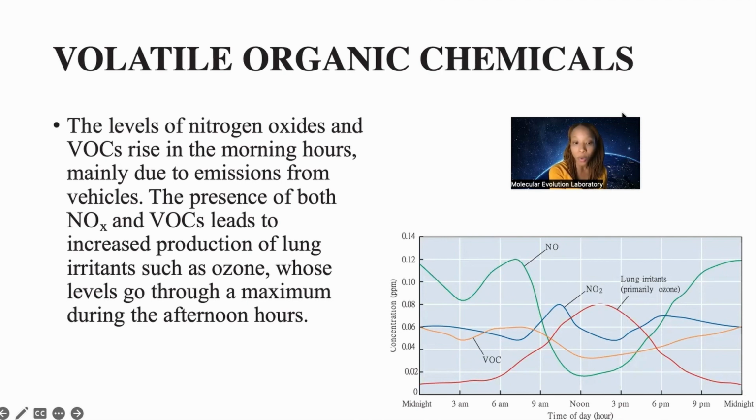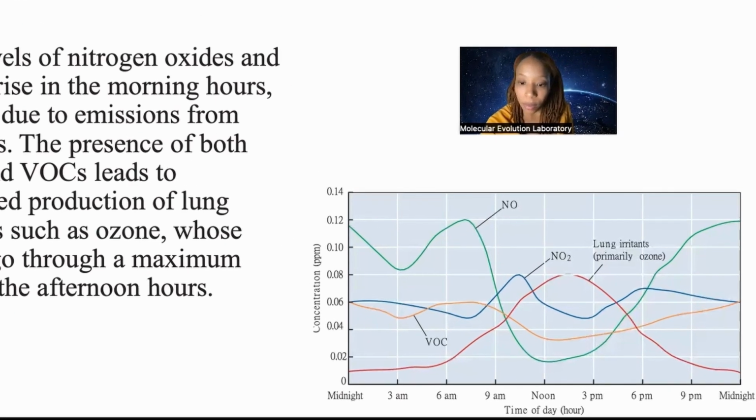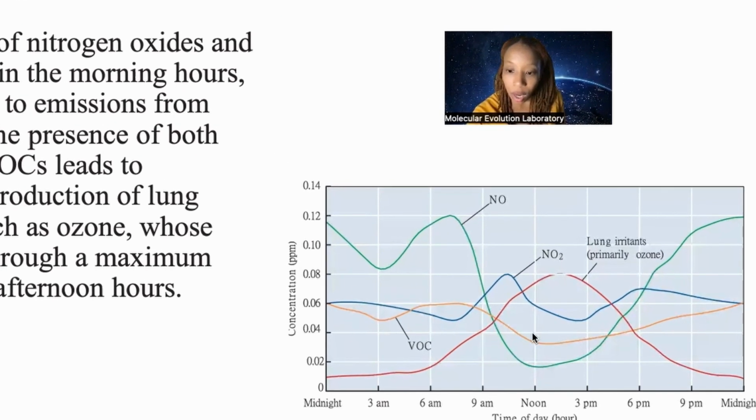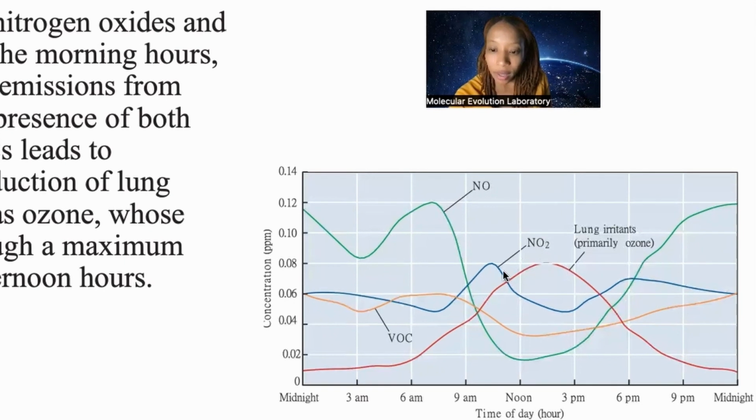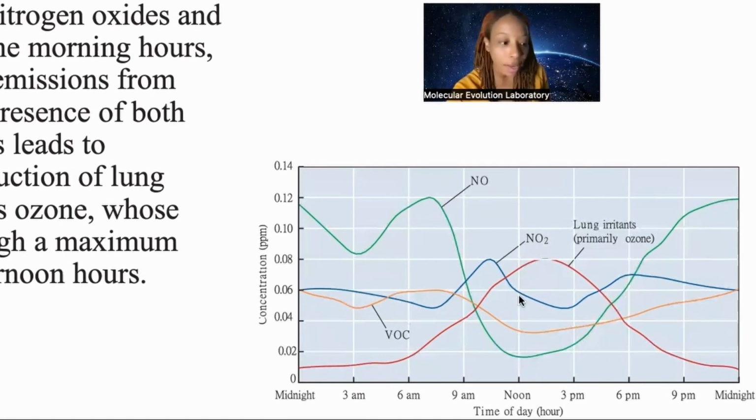The presence of both NOx and VOCs leads to increased production of lung irritants such as ozone, whose level goes through a maximum during the afternoon. Here we can see a visual representation of nitric oxide and nitrogen dioxide, which is also important in the morning. Here we can see the lung irritant, trioxygen, that is usually present in the evening.